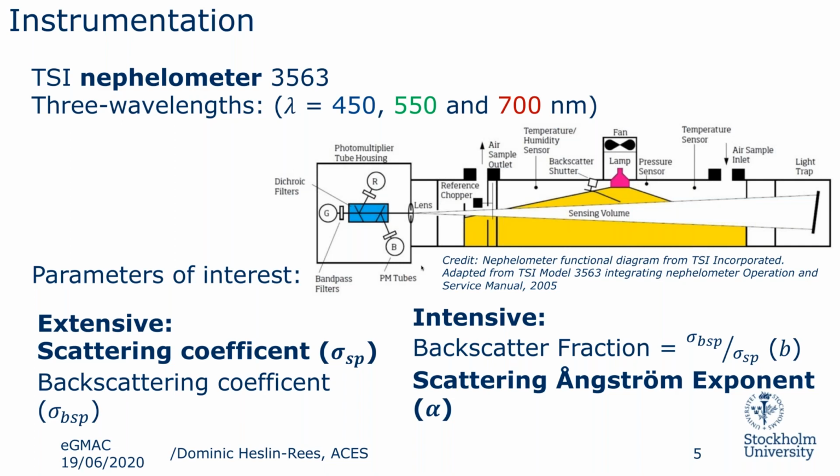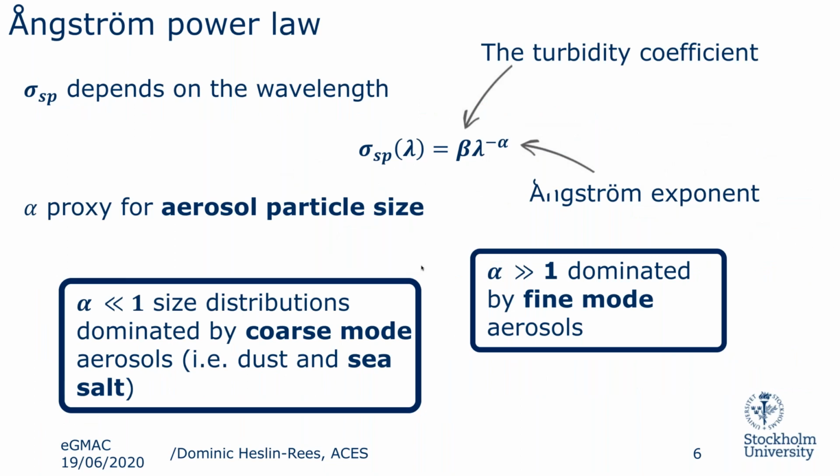We can measure at 3 different wavelengths: blue, green, and red, and we measure the ability of airborne particles to scatter light. So from this, we can get extensive parameters, for example, the backscatter coefficient and the backscattering coefficient, and then we can compute intensive parameters such as the backscatter fraction and the scattering Ångström exponent, which I'll explain now.